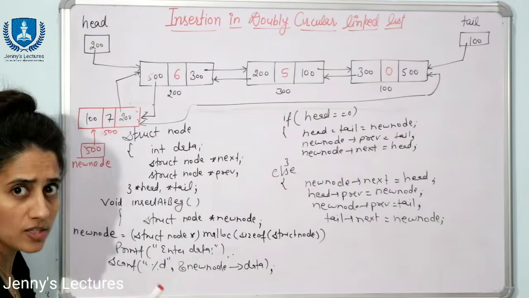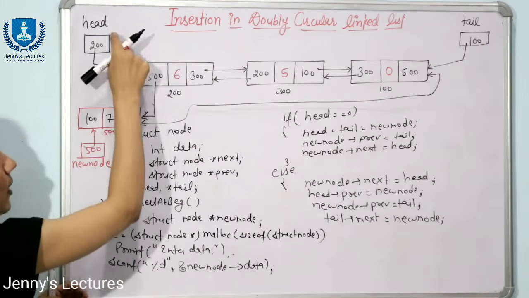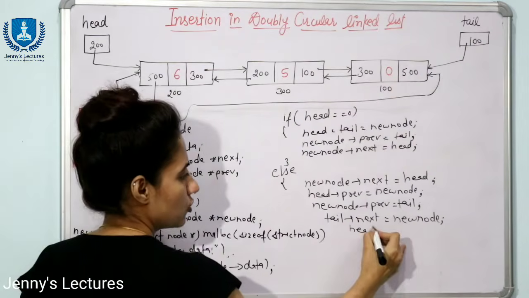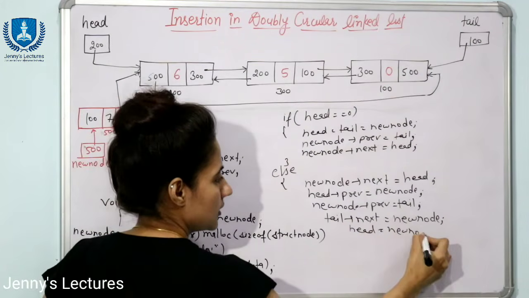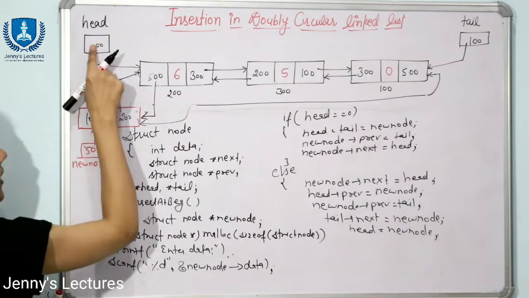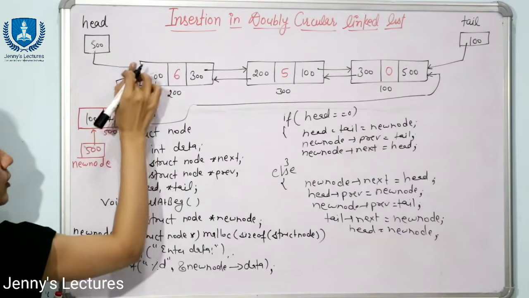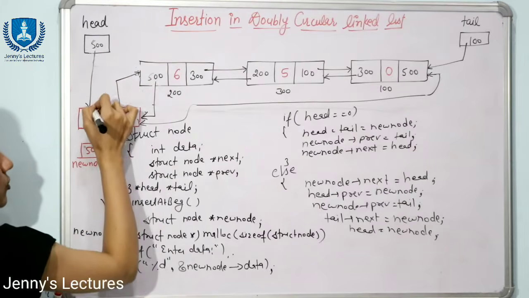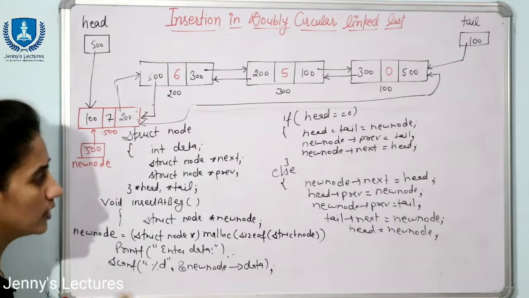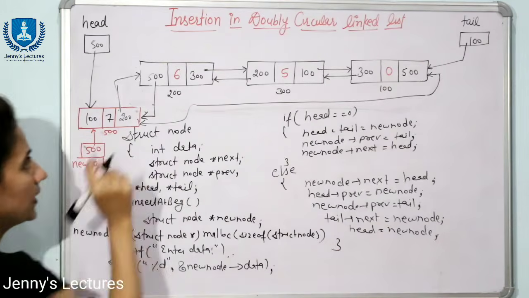Next thing, last thing you need to update what? Head. Now head would contain address of this node because this would be the first node now. So head is equal to new node because address of the newly created node is in new node pointer. Fine. Now head is containing 500. So head is not pointing to this node now. Head is pointing to this node. Right. So I guess we are done with our insertion at beginning.